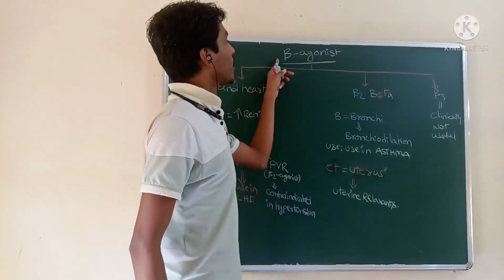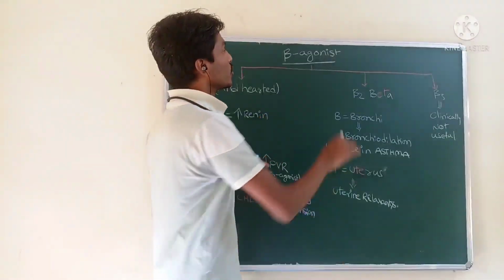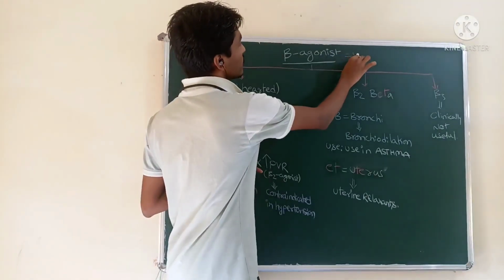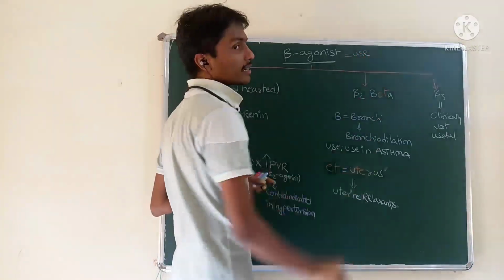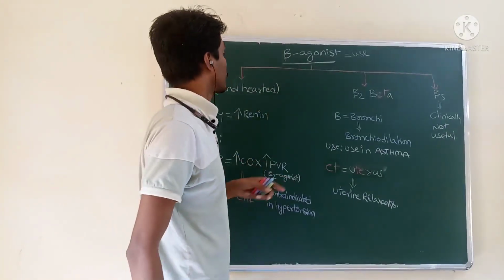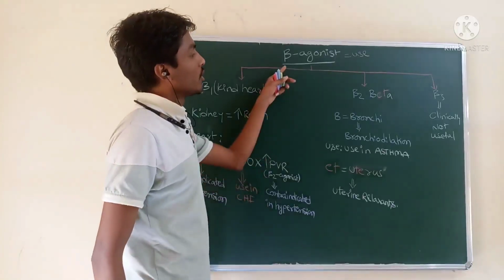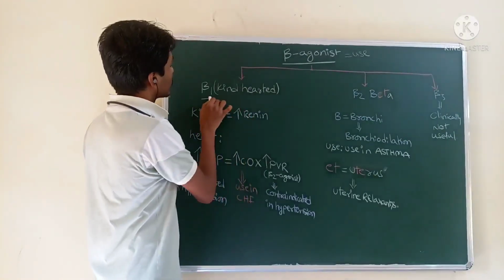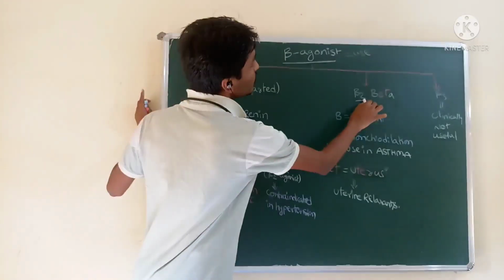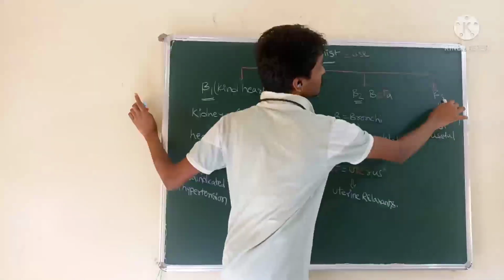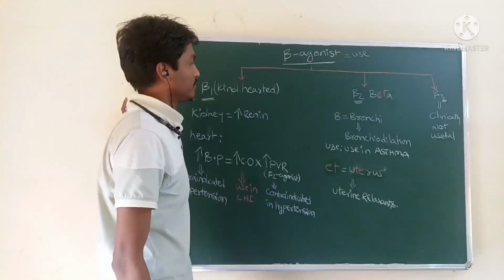The topic is beta agonist. Now the topic is uses of beta agonist. Uses and contraindication of beta agonist. Before going to that, we need to know about what the beta receptors are: beta 1, beta 2 and beta 3 receptors.